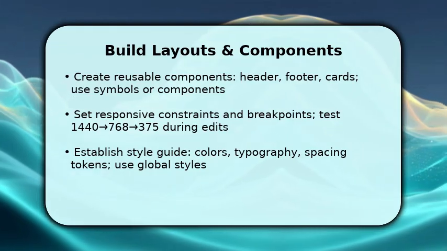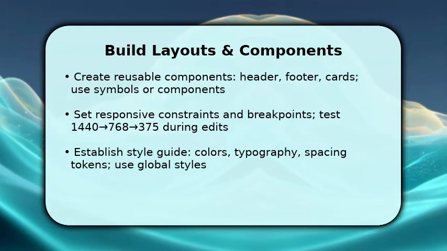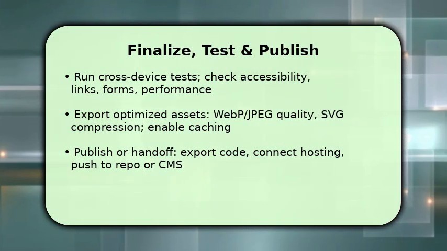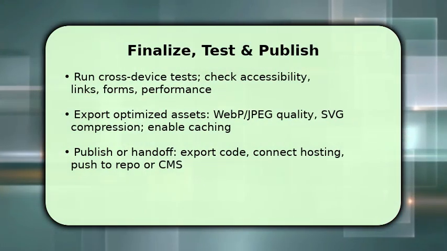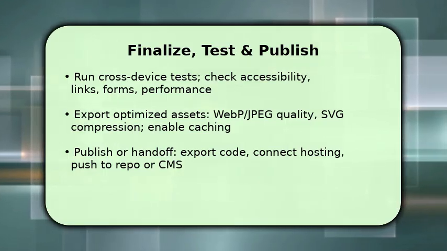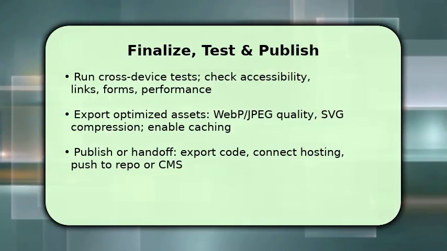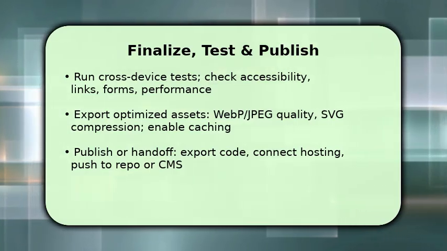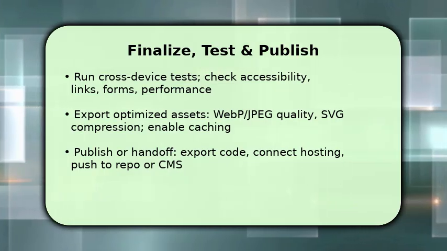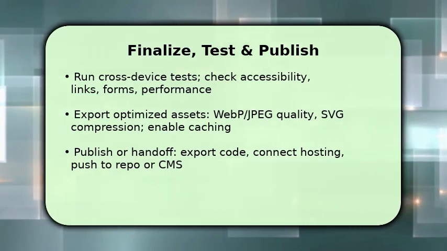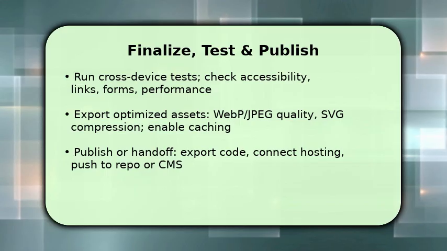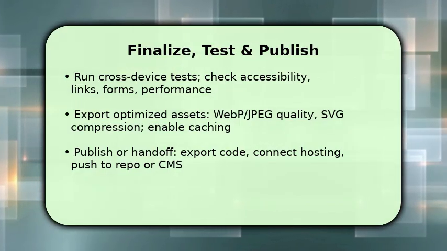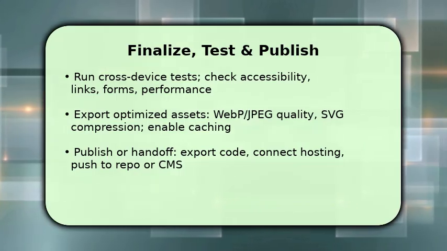Once components and styles are solid, wrap up by thoroughly testing and preparing the site for release so users have a smooth experience. Validate links, forms, and accessibility. Test on multiple devices and browsers and run performance checks. Export optimized assets, WebP or compressed JPEG for images and minimized SVGs, then enable caching and lazy loading. Connect hosting or export code for your developer handoff and push to version control or CMS. If something breaks, roll back to the last snapshot, check component overrides, and rerun the build to isolate the issue.